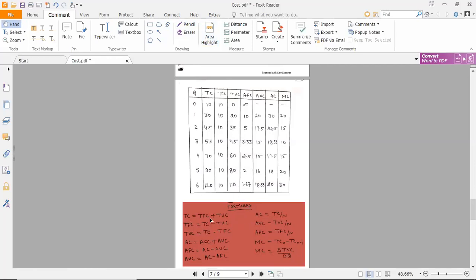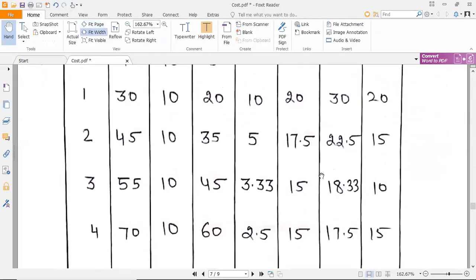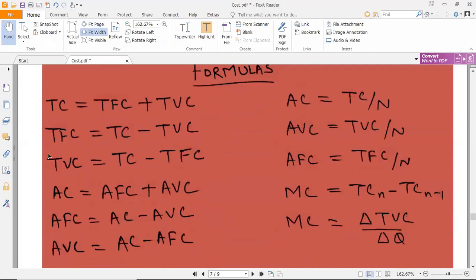So TC equals TFC plus TVC. Let me zoom it for you guys. Total fixed cost is TC minus TVC. Total variable cost is TC minus TFC. Then comes AC. AC equals AFC plus AVC. AFC equals AC minus AVC. And AVC equals AC minus AFC.